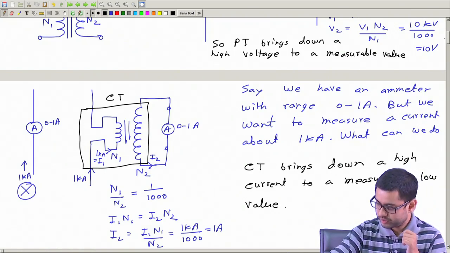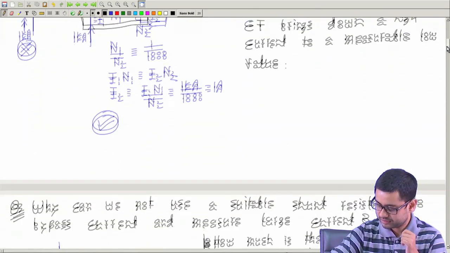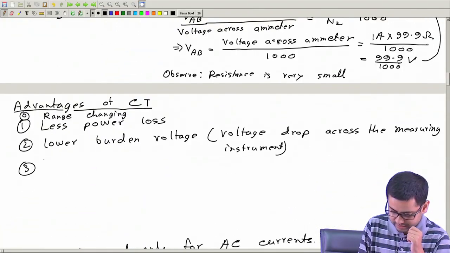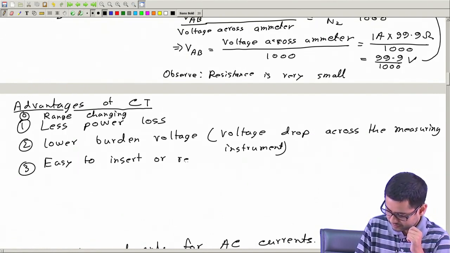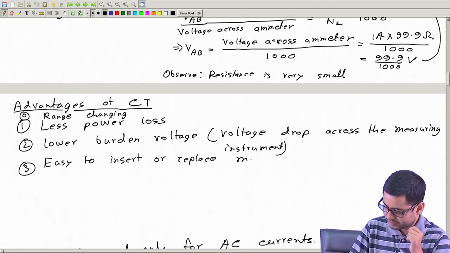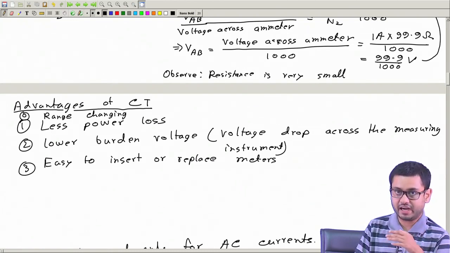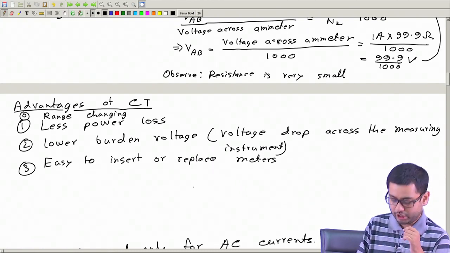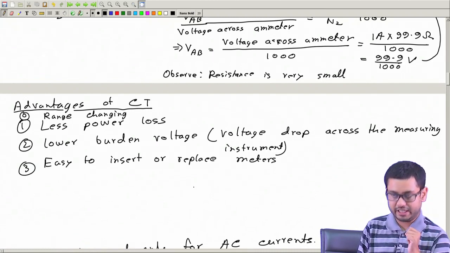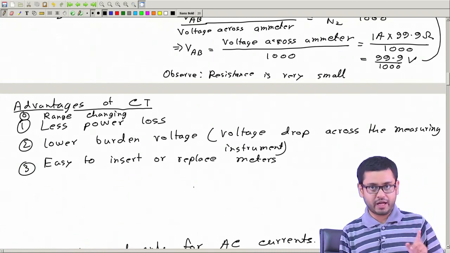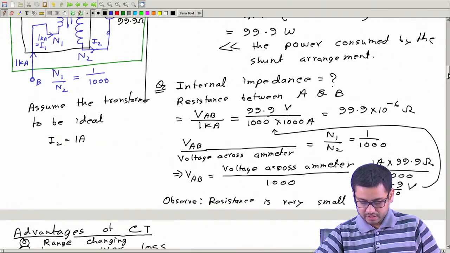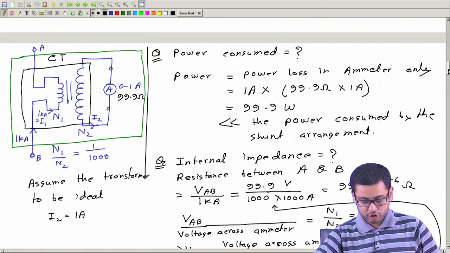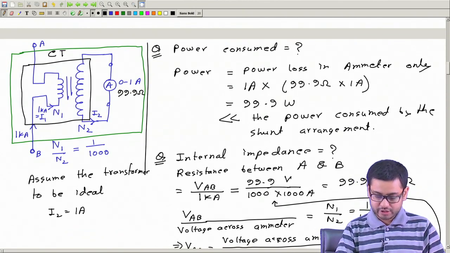Also, let us write that it is easy to insert or replace meters, since the meters are connected only across the secondary of the transformer. The main line is not touched at all. And one more thing you should know, that a current transformer can also be used not only to connect an ammeter.